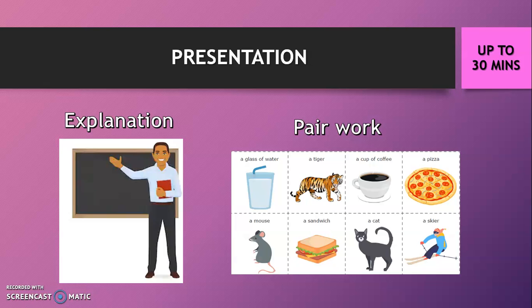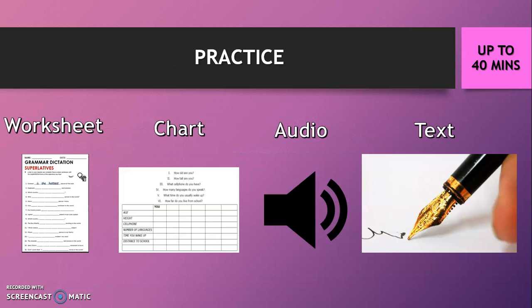These cards contain different pictures in which they have to look for common characteristics and provide explanations and comparisons between all of them. Then students have to work on practice, and this time they are going to do it thoroughly because the teacher is going to focus on the four fundamental skills. This activity is going to take up to 40 minutes, in which they are going to start working on a worksheet. They're going to complete it.